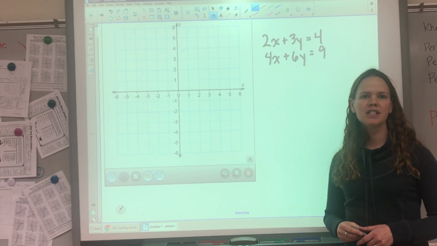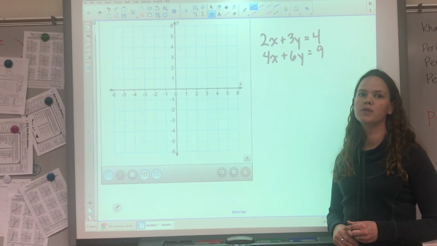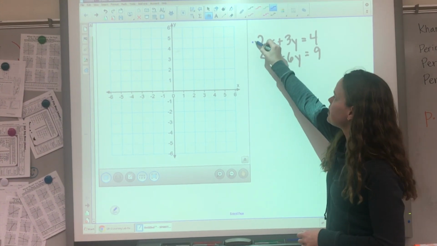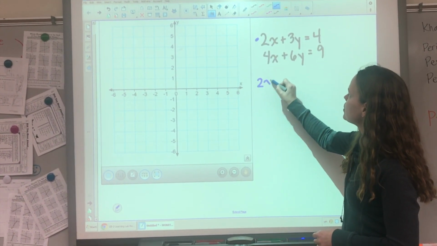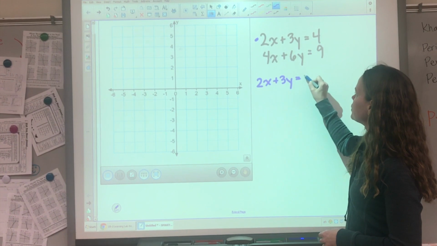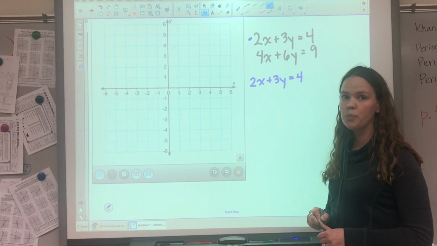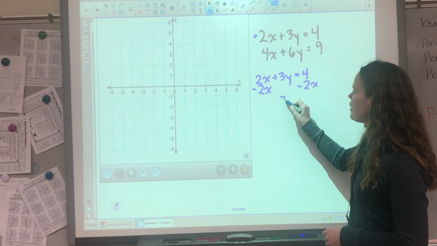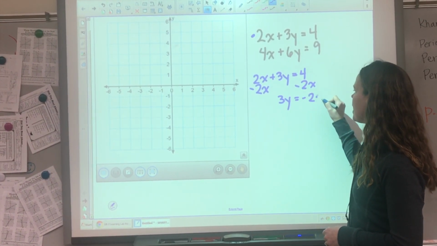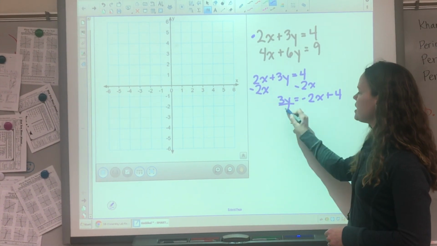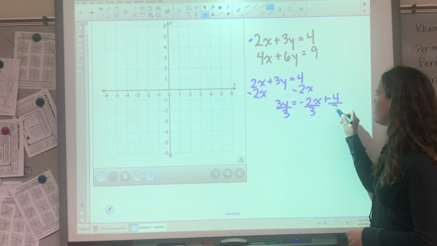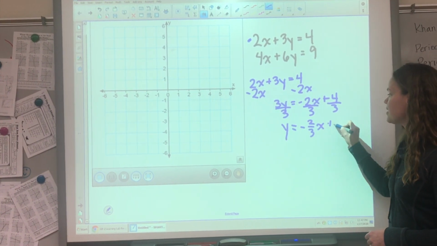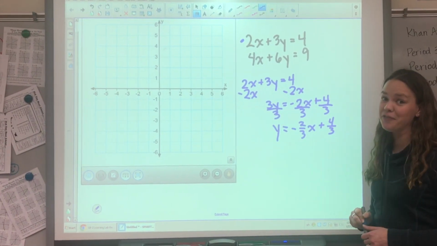If you notice, both of these equations are written in standard form, so we need to change them to slope-intercept form. So for the top one, I'm just going to label it blue so we can tell the difference. We've got 2x plus 3y is equal to 4. We need to change that to slope-intercept form. We're going to subtract the 2x from both sides, and we're left with 3y is equal to negative 2x plus 4. Then we need to divide everything by 3, and we are left with y is equal to negative 2/3 x plus 4/3. It's going to be a fun one to graph.